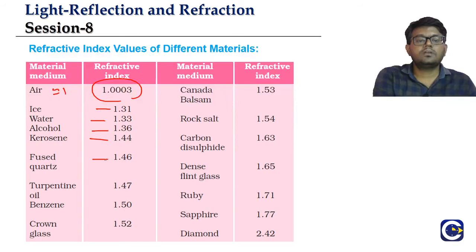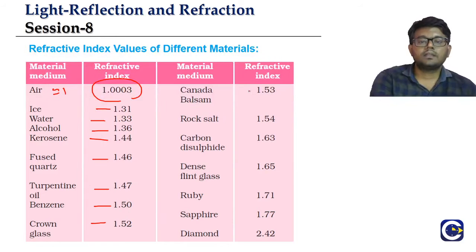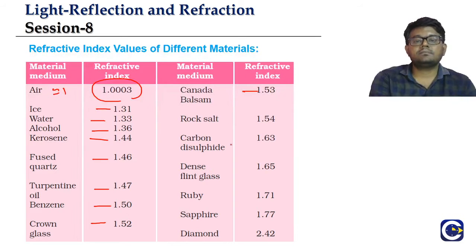Kerosene. Quartz. Turpentine oil. Benzene. Crown glass. Canada balsam, which is used in making one very popular optical instrument which you learn in the higher standards. Then we have rock salt, carbon disulfide, flint glass, ruby, then sapphire and diamond.